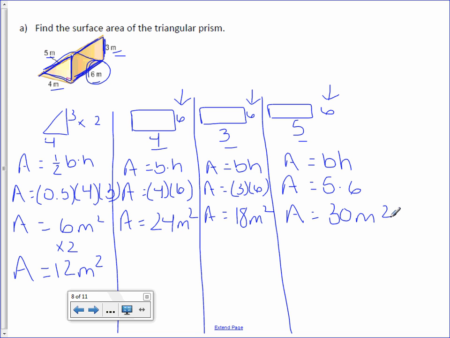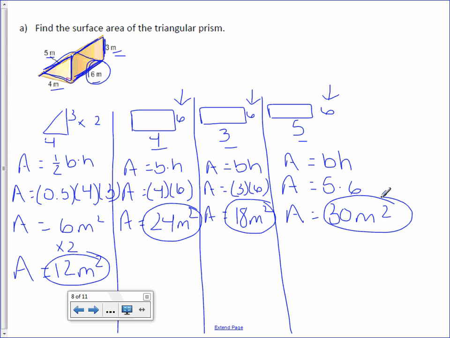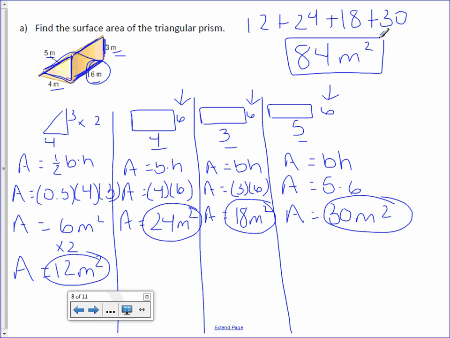To find the total surface area, we need to add all of these amounts together. So 12 plus 24 plus 18 plus 30 is a grand total of 84 meters squared, and that's the area of the prism.